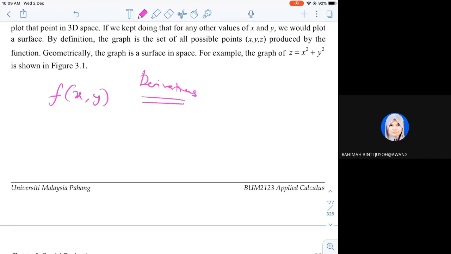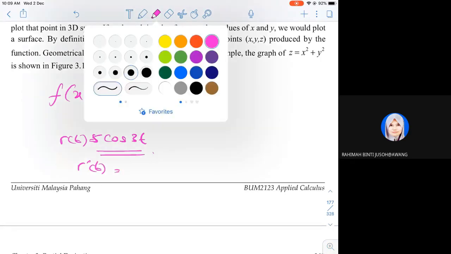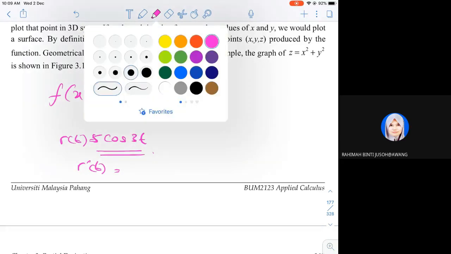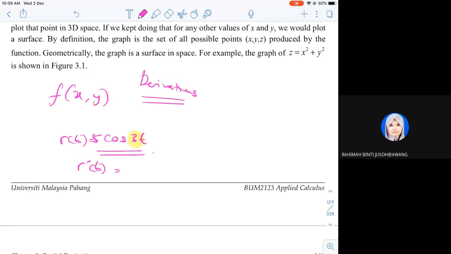In your previous test, when we have, for example, 5 cos 3t, how do we differentiate this? Let's say this is your r(t). How do we find r prime(t)? This 3 should be brought to the front here, so you will have negative 15. Why negative? Because when we differentiate cos, we get a negative sign. 3t, you should get this.